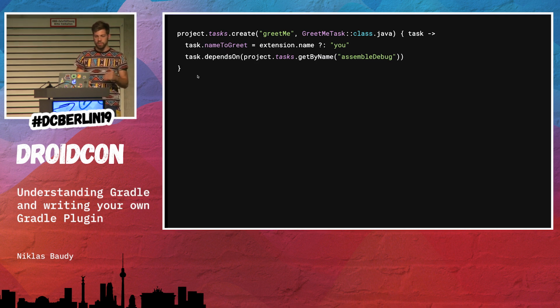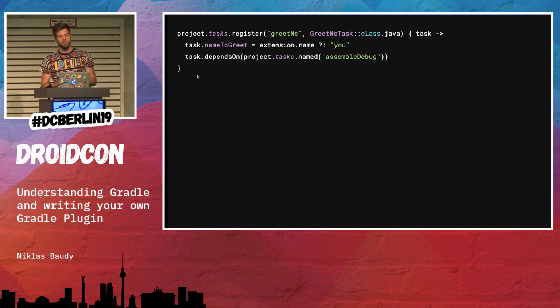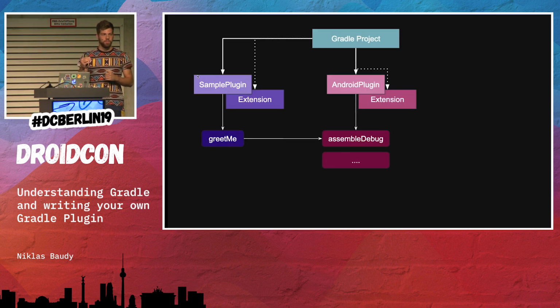And then instead of using the create function, we can use the register function, which will lazily, only when that task is being invoked, create it. That way, the entire dependency graph of all of the tasks doesn't need to be calculated upfront, so it can all be done lazily. So in this case, we register our new task. We can also say that it depends on the assembleDebug task. And then in our graph, again, it looks like this. So our create.me task is depending on assembleDebug.